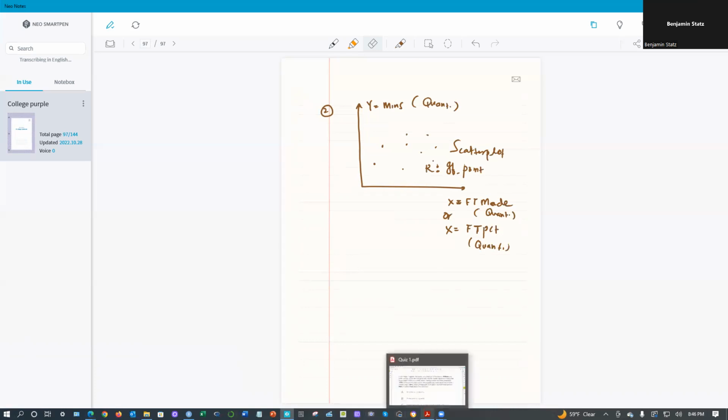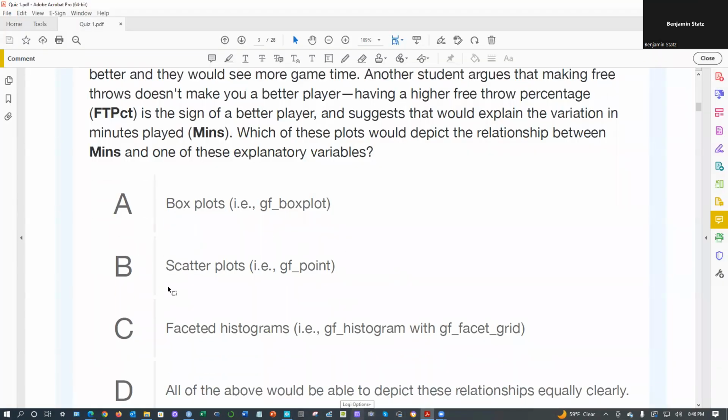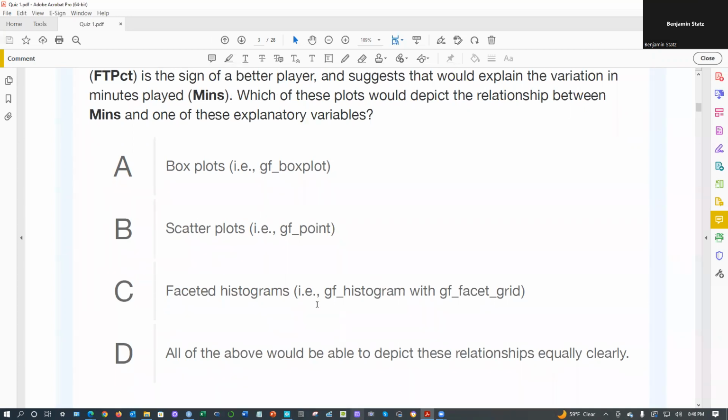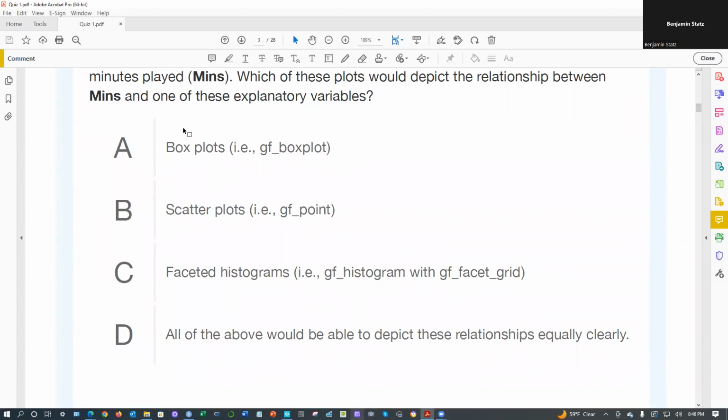So if that's the case, what would be the plots? Scatter plots. Okay, not all of them. Not the box plot. The box plot you can utilize for quantitative versus categorical. Scatter plots are quantitative versus quantitative. Faceted histogram, quantitative versus categorical. You can use the box plot to do the comparison and contrast.